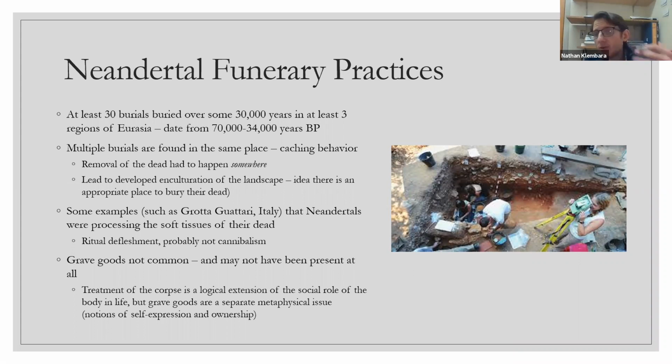And this is a further development of an enculturation of the landscape, where the landscape is gaining cultural and social significance, where there is this idea that there is an appropriate place to bury your dead and an inappropriate place to bury your dead.